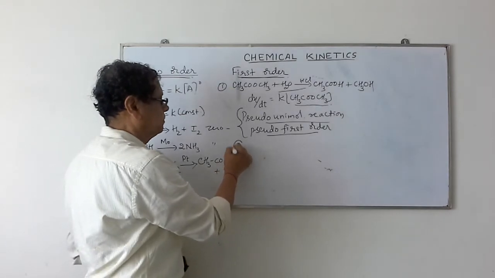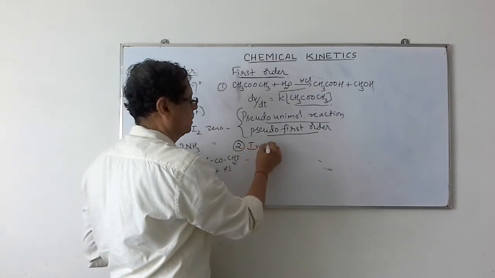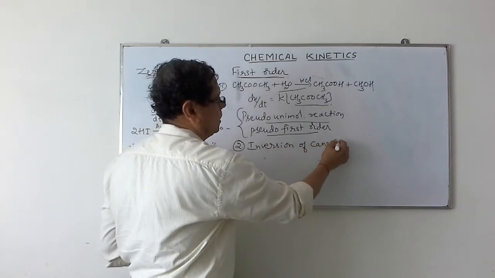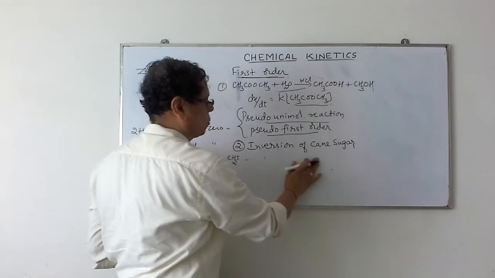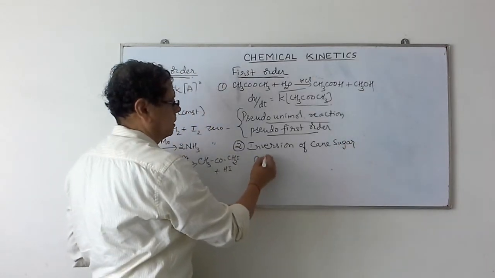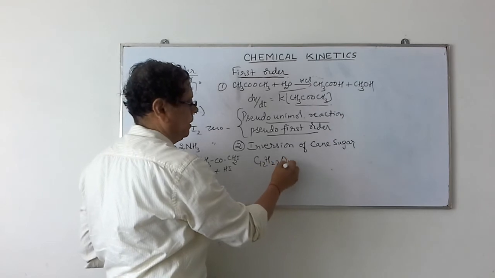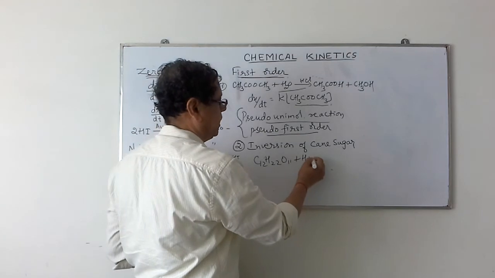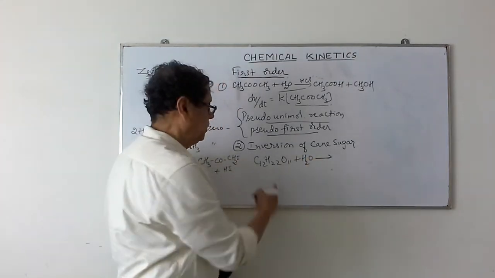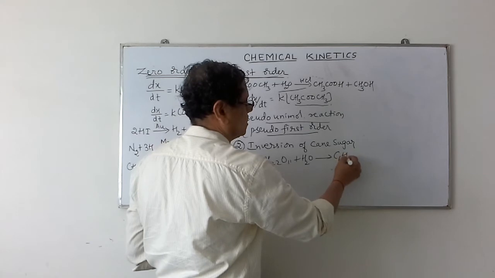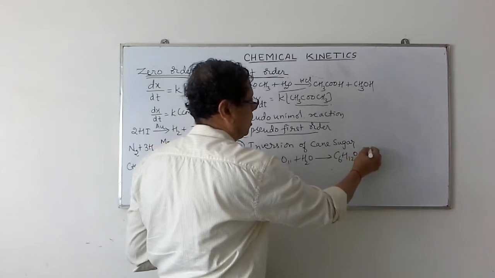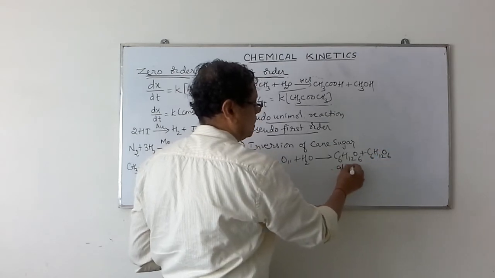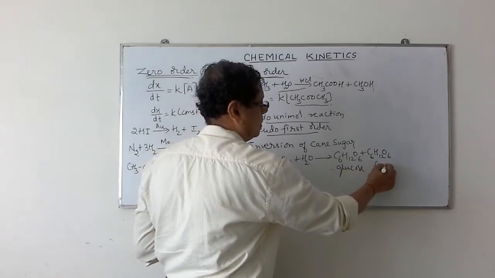The second one is inversion of cane sugar. Cane sugar is actually sucrose, C12H22O11. When you carry out the hydrolysis, again in presence of a mineral acid, we can get glucose, C6H12O6, and another molecule C6H12O6, that is fructose. One is glucose, the other one is fructose.